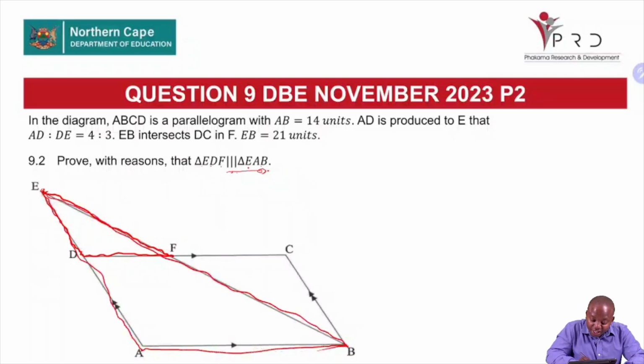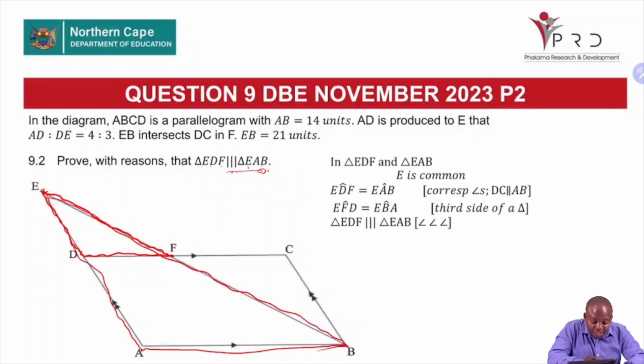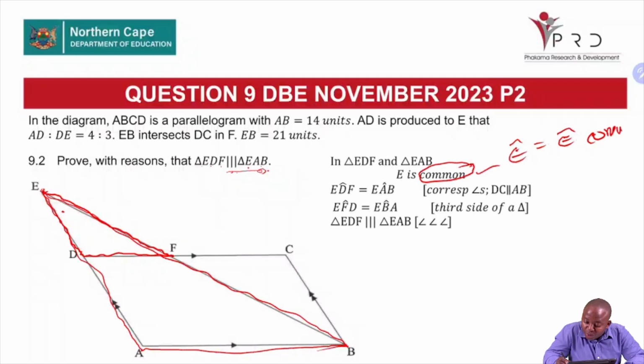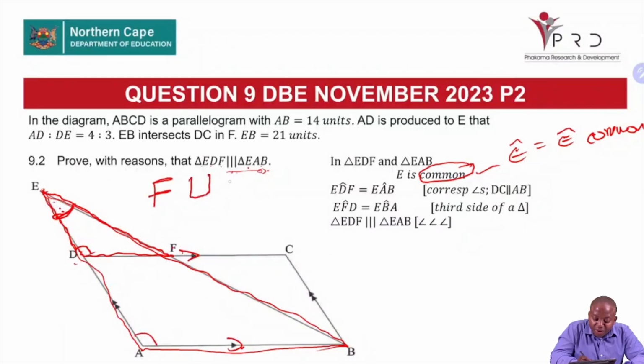We now look at the first thing. Number one, angle E is equal to angle E. Why? Angle E is common, because it exists in both triangles. E is falling under EDF and under EAB, so it is common. Number two, we notice that these angles are equal. Why? Because we have parallel lines. Remember, when we have parallel lines, we have FUN. We must have FUN. That's my friend right there.